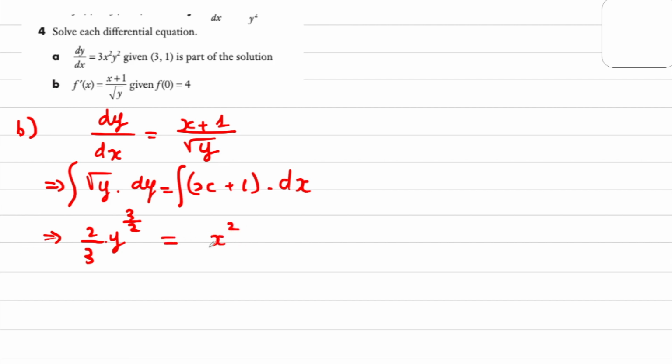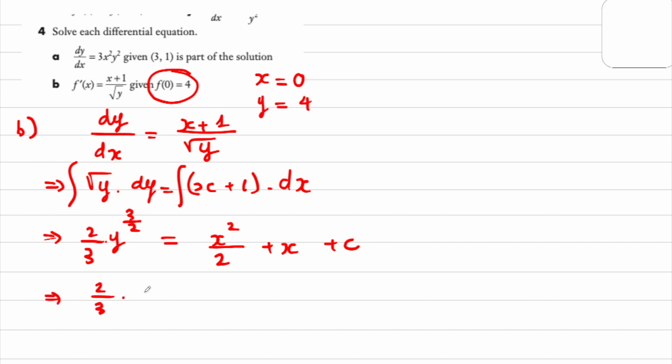How about the right hand side? It is x squared divided by 2 plus x, plus c here. What does this mean? f(0) equal to 4 means x equal to 0 and y will be 4. So y will be 4. You get 4 to the power of 3 over 2 here. And on the right hand side, this is 0 and this one is 0, and here is c. Okay, and how about this? You get 2 cubed here, and it means c will be 16 over 3.